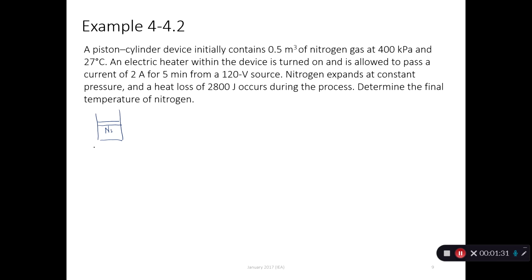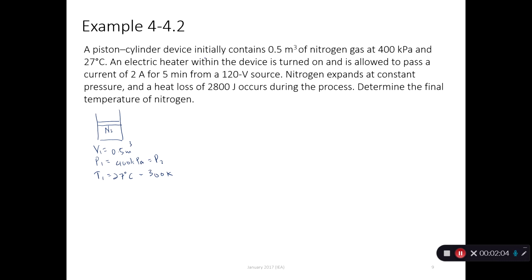Initial volume, V1 is 0.5 meter cube. We have P1 equals to 400 kPa. It's constant pressure, so it's equals to P2 as well. T1 is 27 degrees Celsius. Okay, or you can convert this to Kelvin. 27 plus 273. Okay, that's the conversion. So that's a nice 300K.